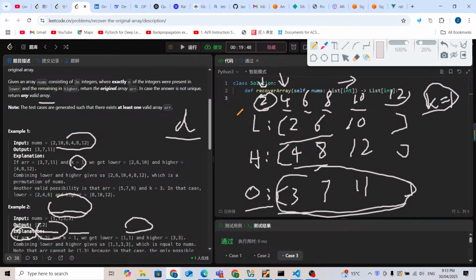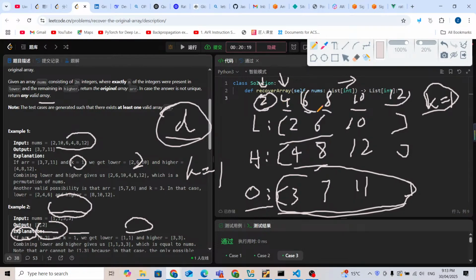If we know all of them have the same difference, same d, we just need to check d. For example, if k equals 1, the first number is going to be 2. So we're going to check the difference. The second number, 4 minus 2, is 2. So this means it is okay. This 2 is an even number. So k equal to 1 is okay, like 2 plus 1, 4 minus 1.